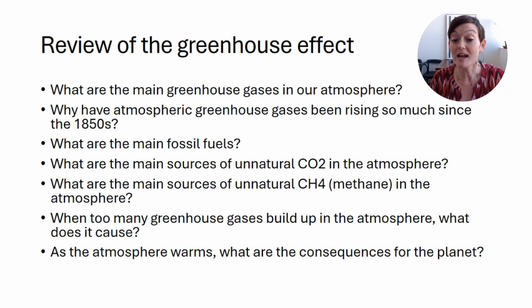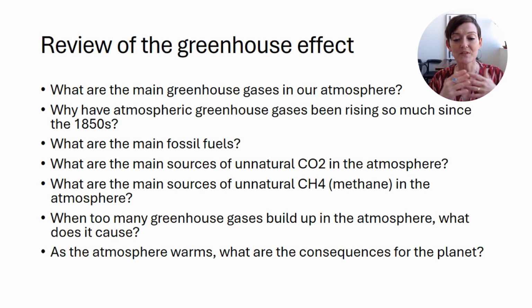So when too many greenhouse gases build up in the atmosphere, what does it cause? Just answered that. That thickened atmosphere causes global warming. Why is that? Because carbon and methane in particular in the atmosphere don't allow out infrared light that the Earth absorbs from the sun. And when that infrared light gets either kept within the atmosphere or bounced back onto the Earth, it warms up the planet. So the effect of too many greenhouse gases in the atmosphere is global warming.